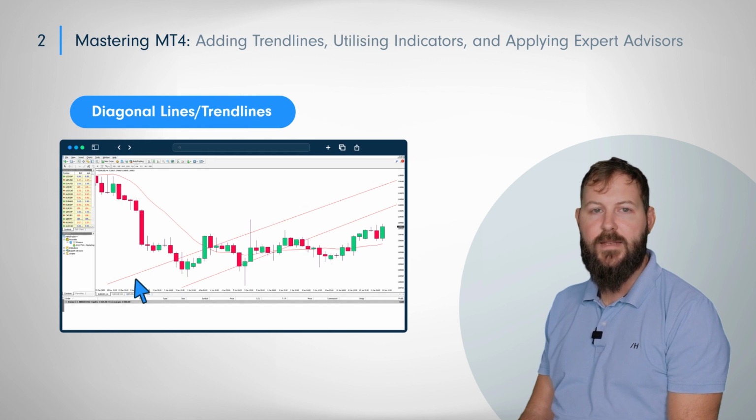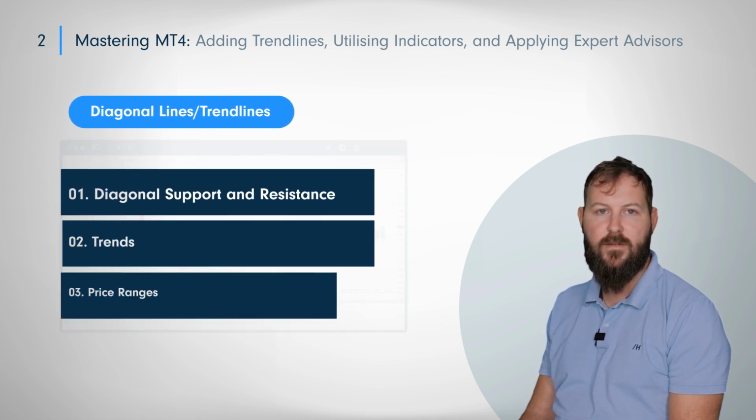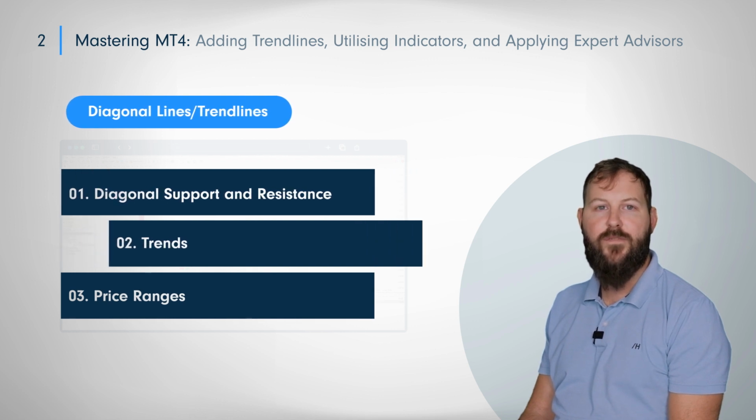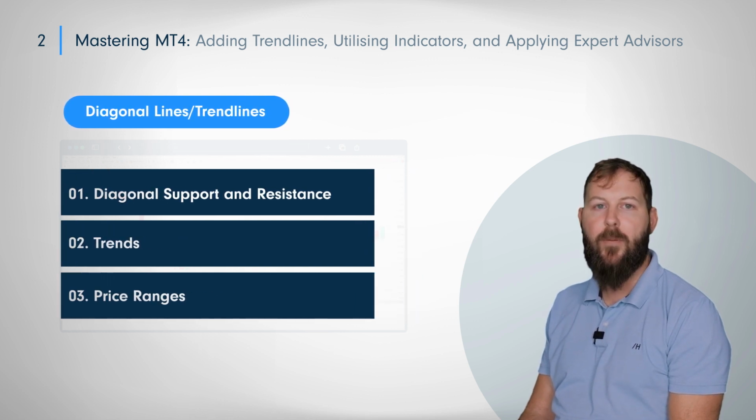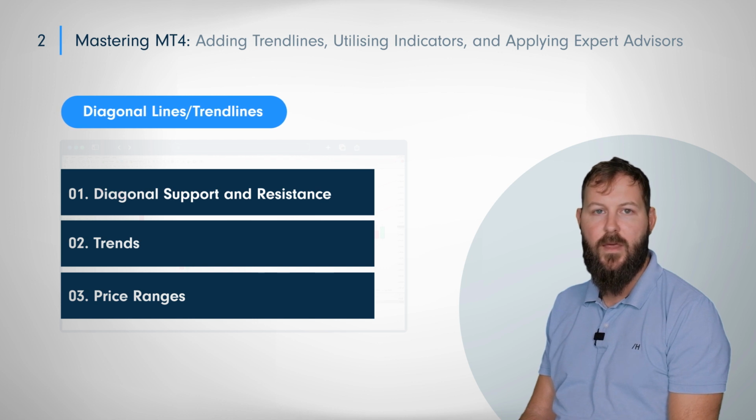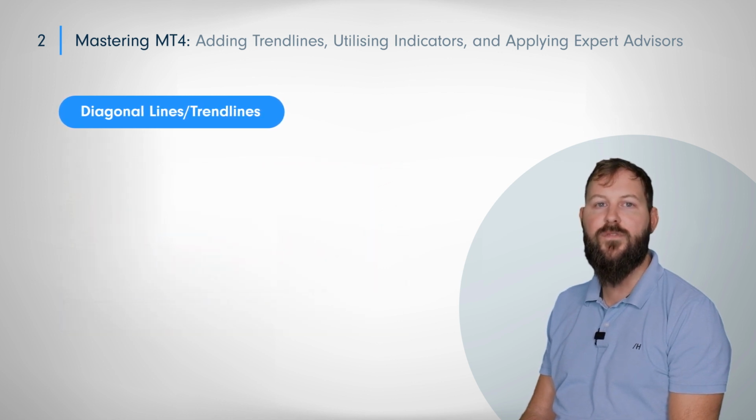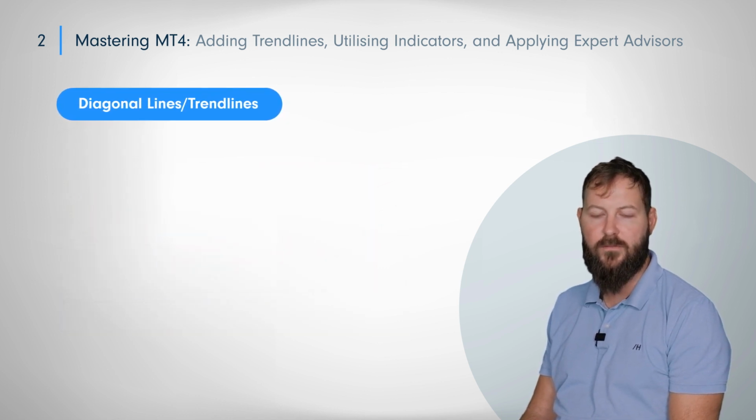Diagonal lines and trend lines can be used to identify diagonal support and resistance. They will often be used to identify trends or price ranges by connecting specific data points, making it easier for the user to visualize the areas on the chart.